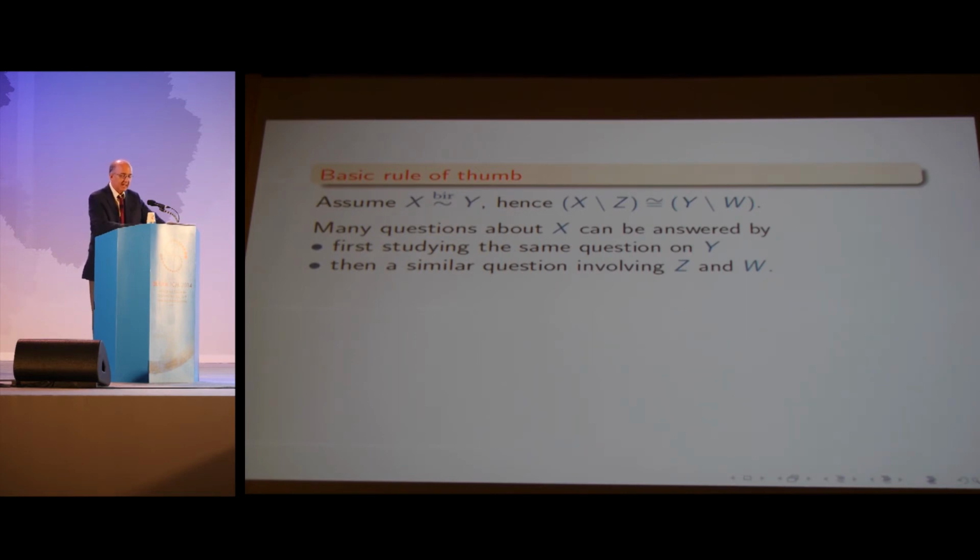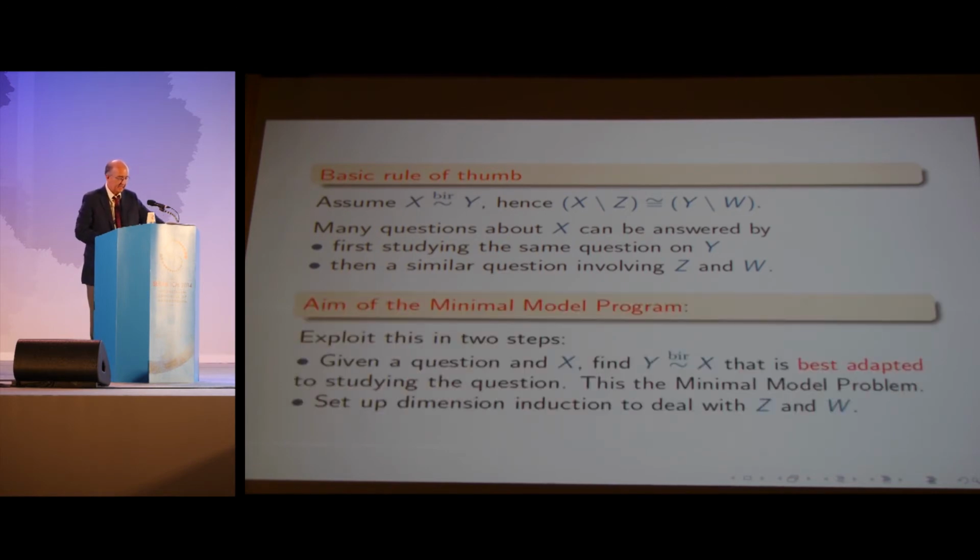Now one complication is that Z and W are typically much more complicated than X. So if I start with smooth varieties X and Y, usually Z and W are more complicated, but in many cases we gain enough by knowing that they have lower dimension that in fact this helps us. So this is now the main aim of the minimal model program.